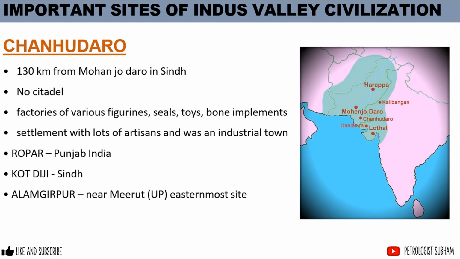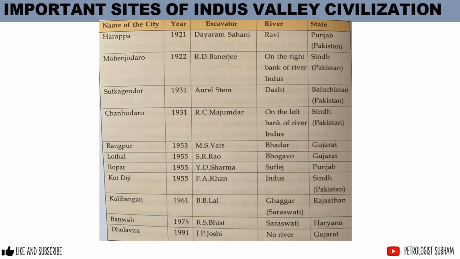Chanhudaro, again, is one of the important sites in Pakistan, in the Sindh state, 130 km from Mohenjo-daro. No citadel evidence was found at this site. Factories of various figurines, seals, toys, and bone implements were found. It was a settlement with a lot of artisans and was an industrial town as well. Ropar, Punjab, India was connected to Chanhudaro. Kot Diji in Sindh, and Alamgirpur near Meerut, the easternmost site, were also directly connected to Chanhudaro during the Indus Valley Civilization time.